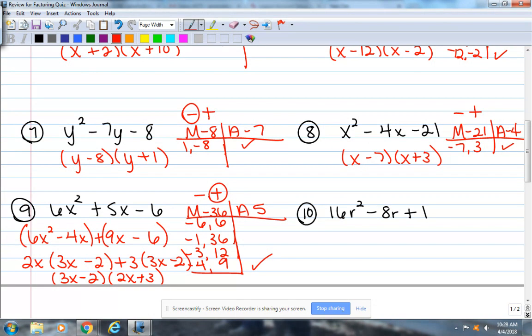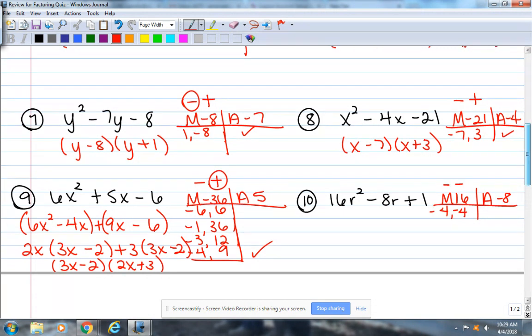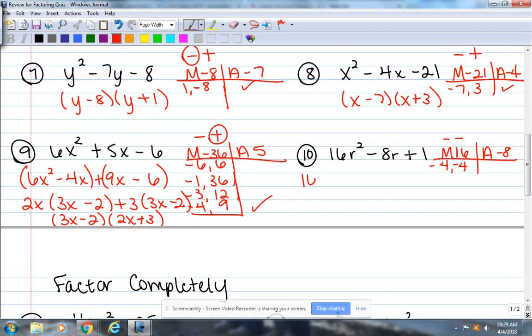All right, the next one says 16r squared minus 8r plus 1. It's a trinomial. We make a table. I need 2 numbers that multiply to get what number? 16. And add to get what? Negative 8. And I need 2 negatives. -4 and -4 will work. So split the middle term because the leading term was not a 1. So 16r squared minus 4r minus 4r plus 1.